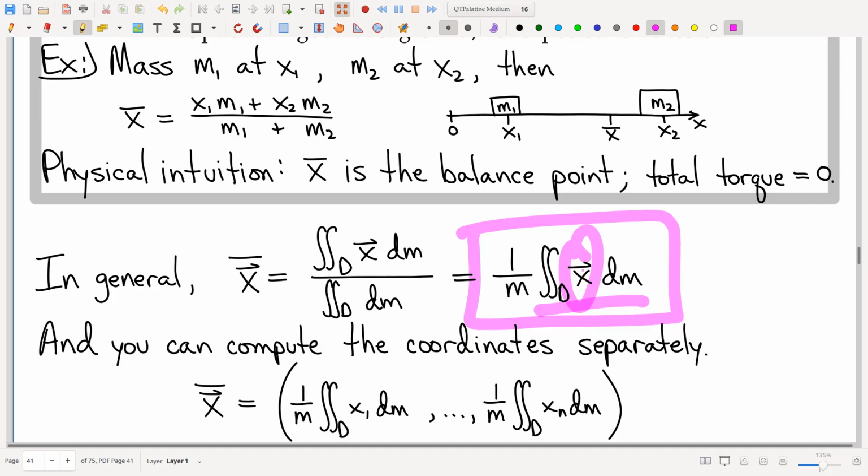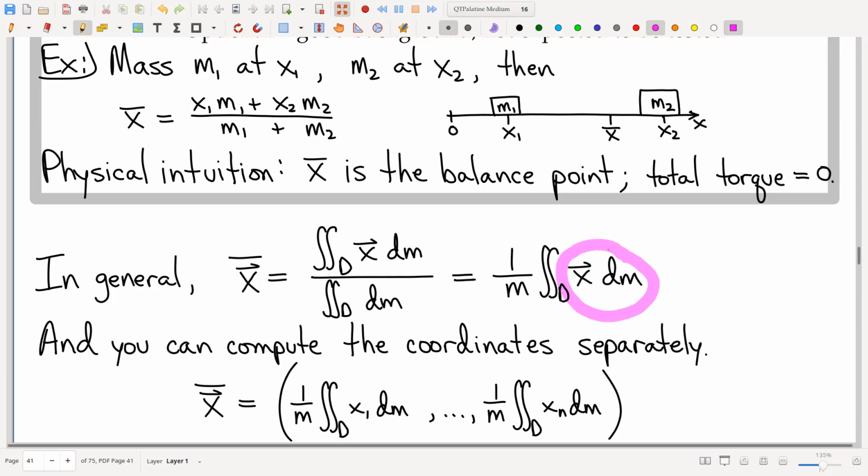You should have a natural discomfort with writing things down that we haven't defined, right? So it is a little uncomfortable. What do we mean by this? What is an integral of a vector-valued integrand? And it turns out it actually makes loads of sense.